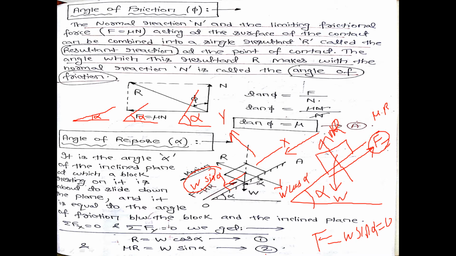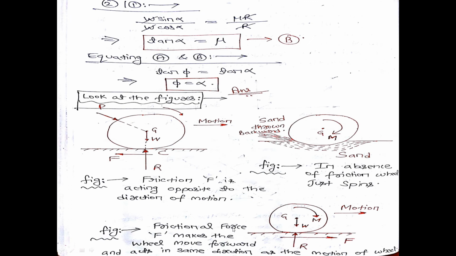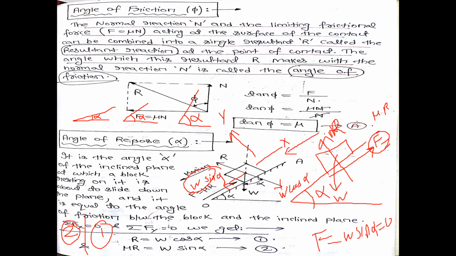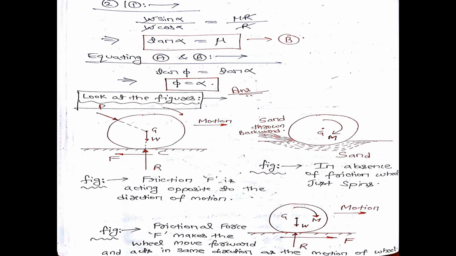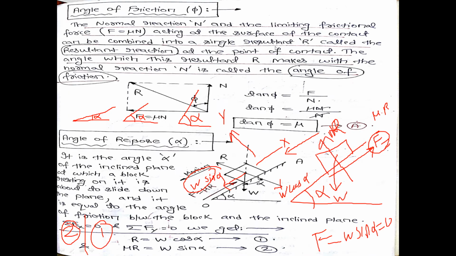Okay, so now what I am doing is I am dividing equation number 2 by 1. That means I am doing 2 divided by 1. If I do, what will I get? I will get W sin alpha divided by W cos alpha equal to mu into R divided by R. W you can cancel out, R you can cancel out. Finally, sin by cos you can write tan alpha. Tan alpha is equal to mu. Equation number B.